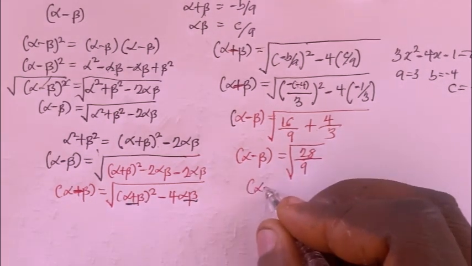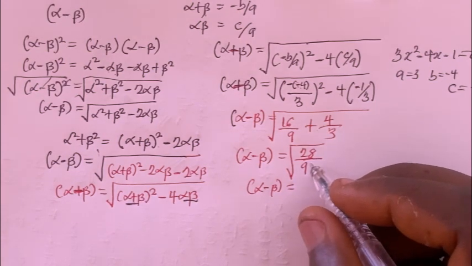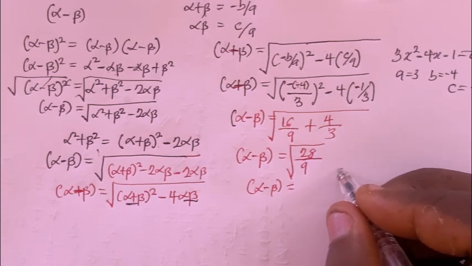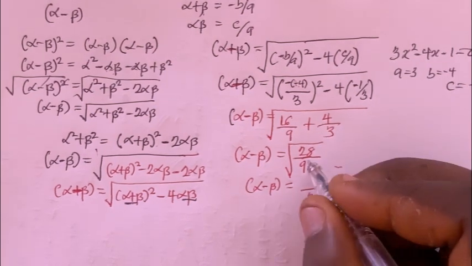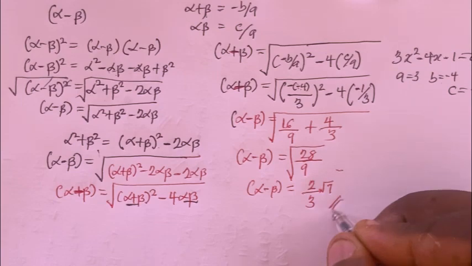Then I'm going to have alpha minus beta, which equals, at the end of the day, you should have root of 9, that's 3, right? Then 28 is going to give me 2 root 7, exactly. So this is the final answer.